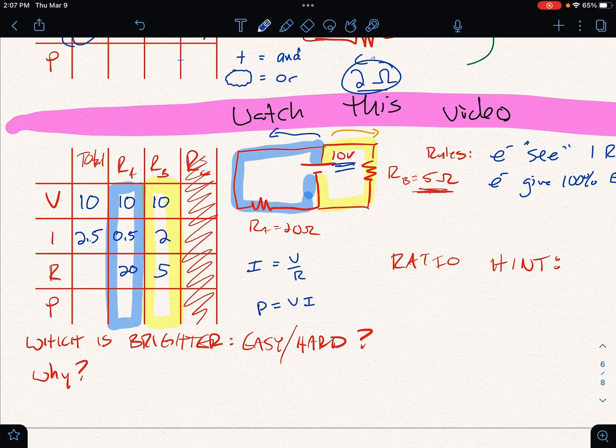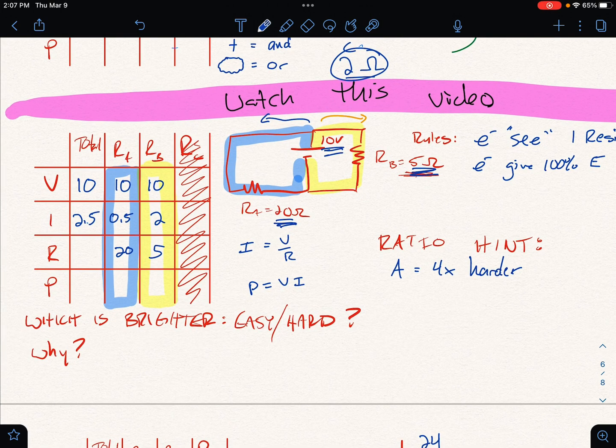Now, this should make a lot of sense to us. All right, A is 4 times harder than B, right? This is 20 ohm difficulty versus 5 ohm difficulty. A is 4 times harder. If you asked every kid in the school to choose, hey, do you want to do a hard thing or an easy thing?